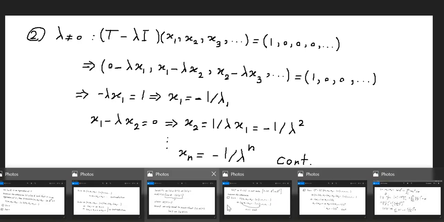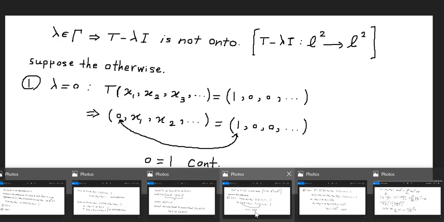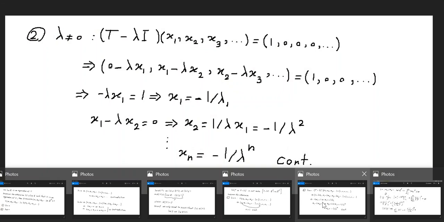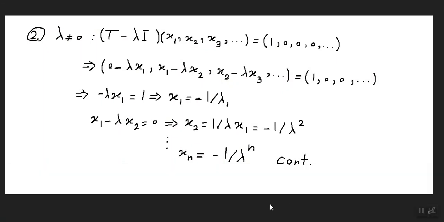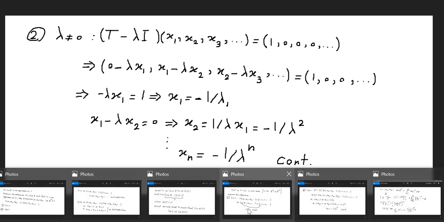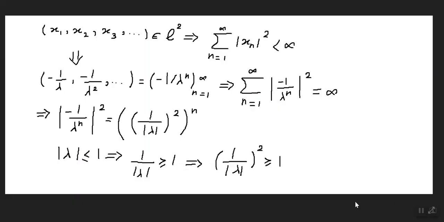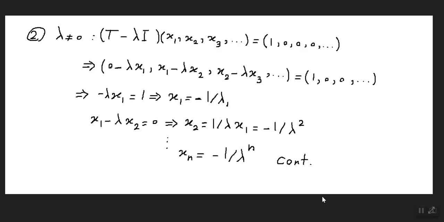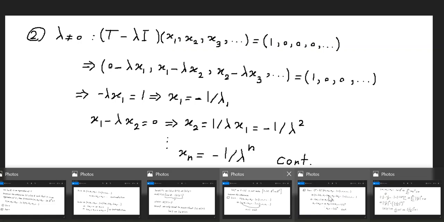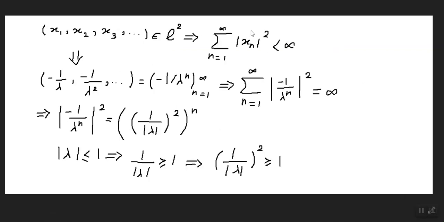Why is this a contradiction? Look at this page. Okay, look at the next page here. This one. Okay, there is a contradiction. Why? Look at here. Do you remember we said that x1, x2, x3 belongs to L2, right? So look at this one. We said that this maps to this, so this is an element of L2. So if this is an element of L2, it means this series converges.